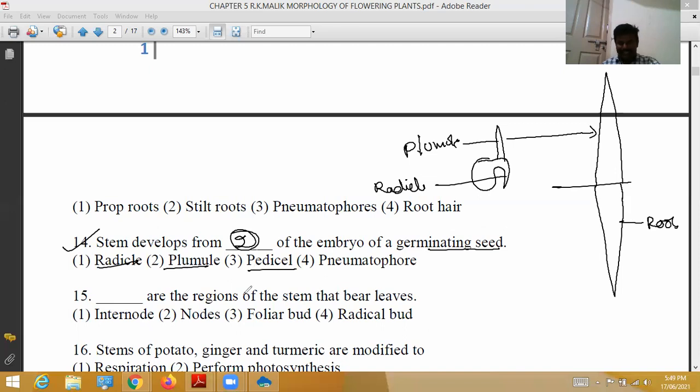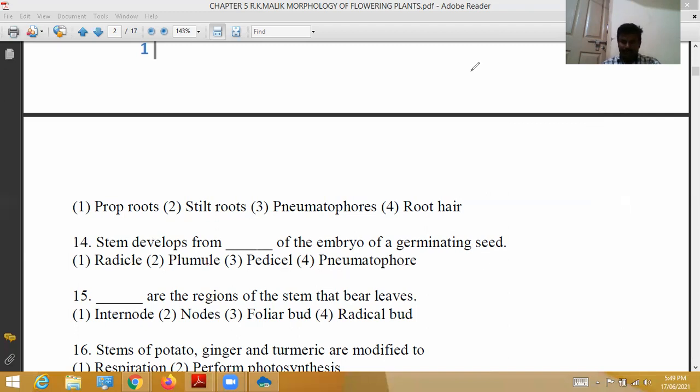The pedicel is different. The pedicel is not present in the stem. It is located in the flower. All floral parts are located on the pedicel or thalamus. Pneumatophores are not related to this question.